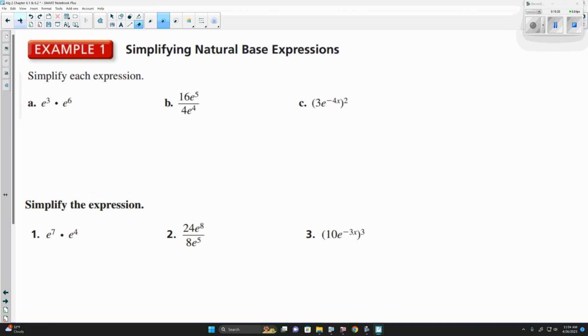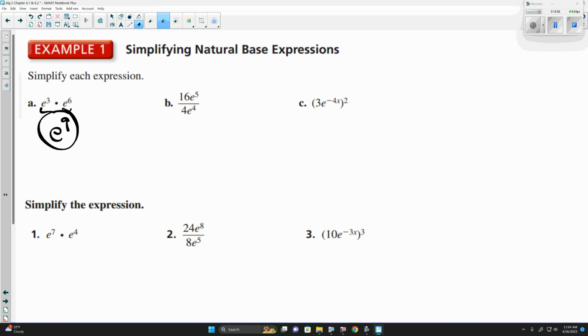So, e to the third times e to the sixth: whenever we multiply like bases, we add the exponents. e to the sixth times e to the third. If we multiply like bases, we add the exponents. So 3 plus 6 is? That's it. Because when we multiply like bases, we add the exponents.